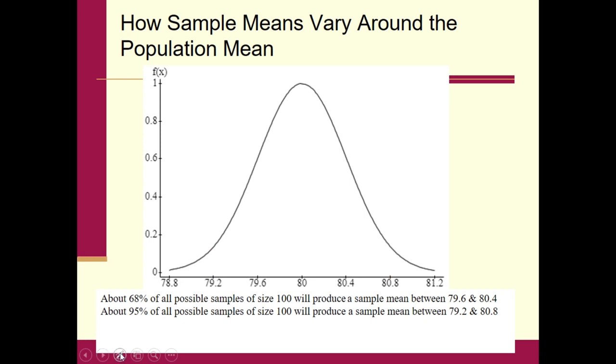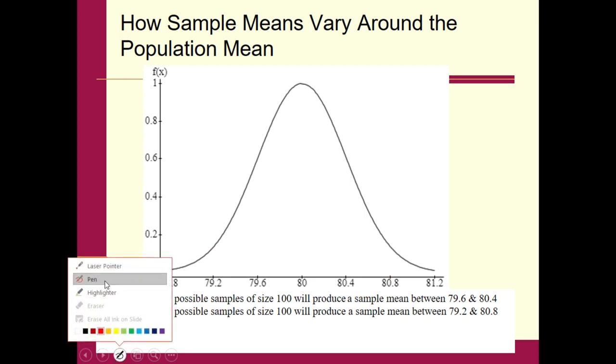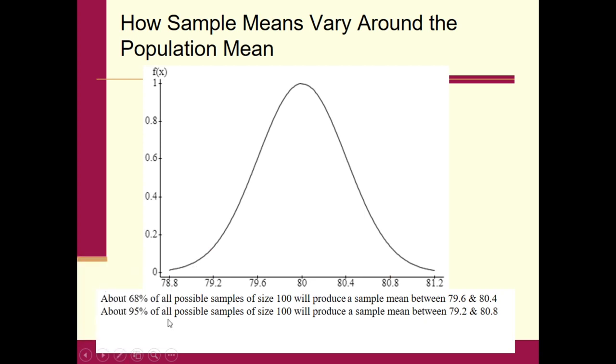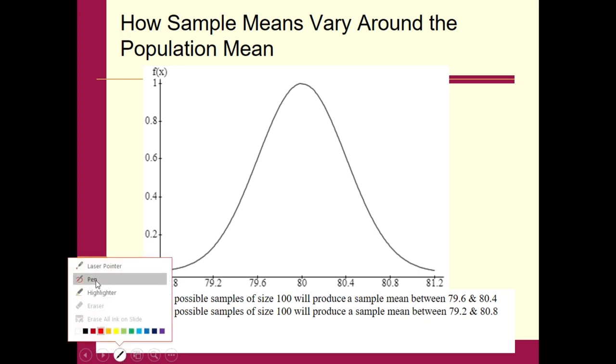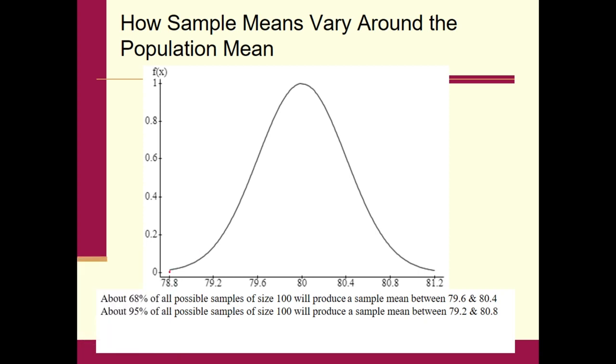What about the third one? Let's go out one more standard deviation. So we should be at the edge of the graph now, right? What percentage of samples will produce a sample mean between 78.8 and 81.2? Hopefully you say 99.7%.